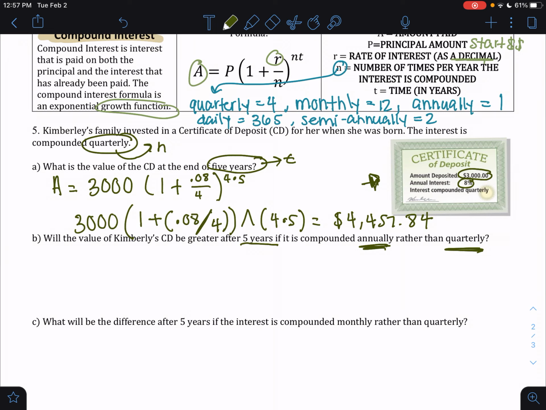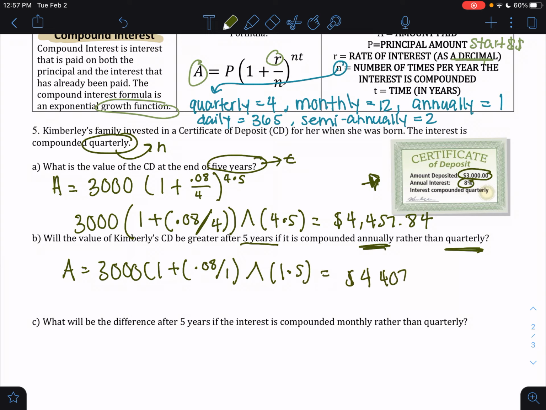The next one is asking us if it will be greater after 5 years if it is compounded annually rather than quarterly. So now let's do that same formula, but this time we are looking at annually. The only thing that's going to change is our n. So we have 0.08, and this time it's annually, so divided by 1, and that is 1 times 5. And that would give us 4,407, so it is not.